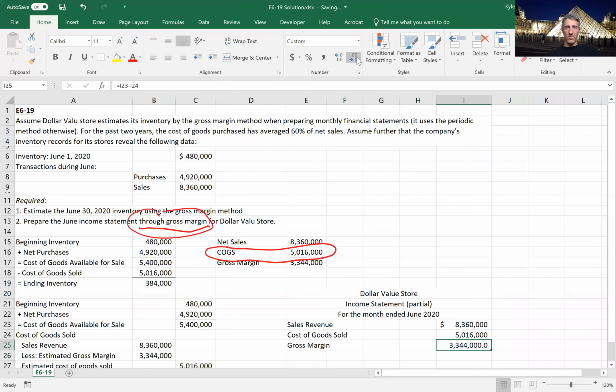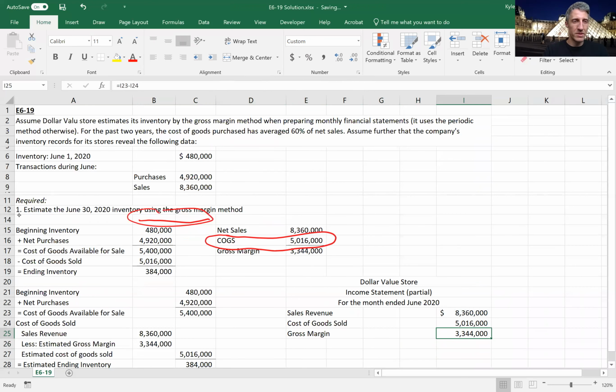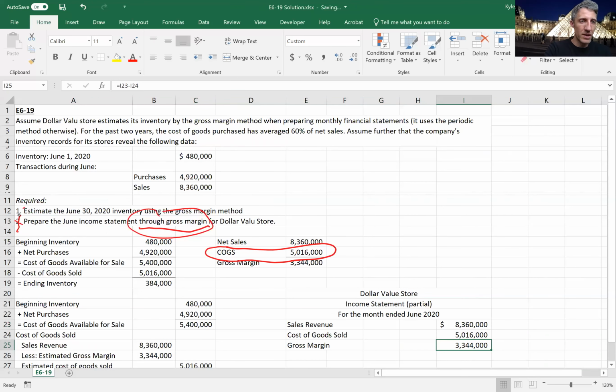And now we're done with requirement number 2, preparing a partial income statement. So we'll put an X by it, and we're done with this problem. So if there's any questions about it, feel free to reach out to me or to any of your instructors. I'd be happy to help you as you go through this online journey with us.